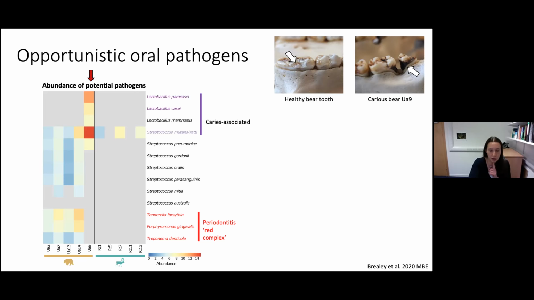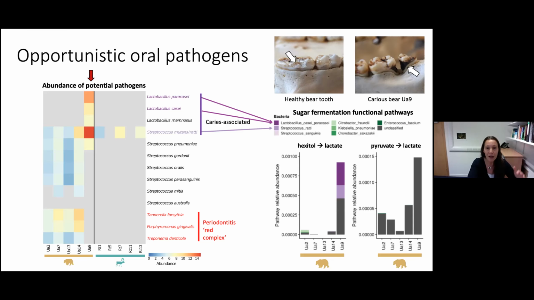Because we do shotgun metagenomics, we can go beyond just detecting the organisms and we can look at their functions. So we could show that this caries bear was enriched for functions that are related to sugar fermentation pathways and actually production of acids. And it was these bacteria that have significantly contributed at least to one of these functions, so to the remodeling of hexitol to lactate.